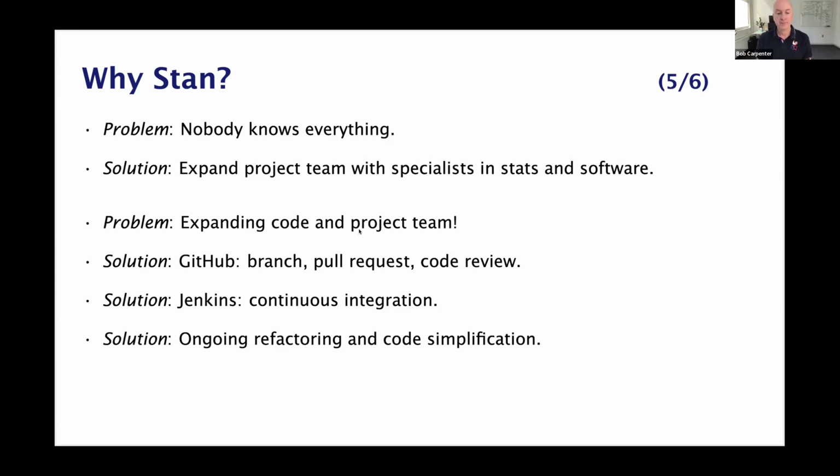So we also then ran into the problem that, oh my God, we've now got an expanding code and project team, right? We went from being 3 people sitting in an office together to like a dozen developers. So we had to impose a lot of process through GitHub where we branch, pull request, code review. One piece of advice I have, if you're doing code, get it code reviewed. It is the single best thing you can do. Have another person just review the whole thing, make sure it's understandable, make sure you haven't missed obvious optimizations. We went with Jenkins continuous integration, and we're still to this day refactoring and simplifying code.